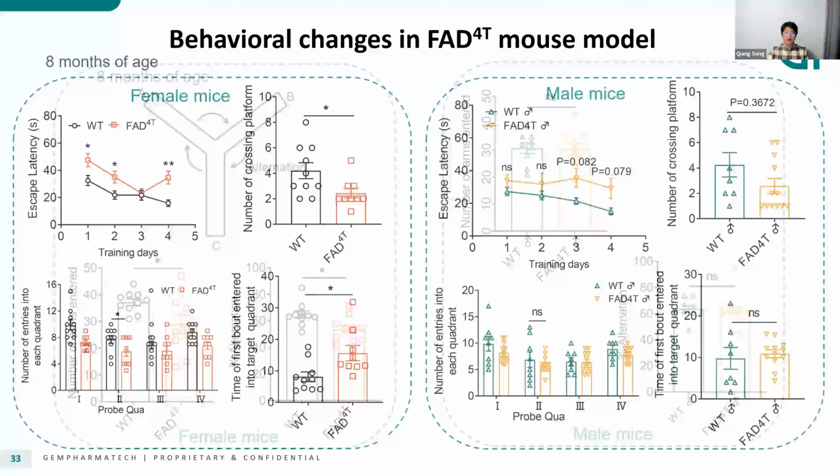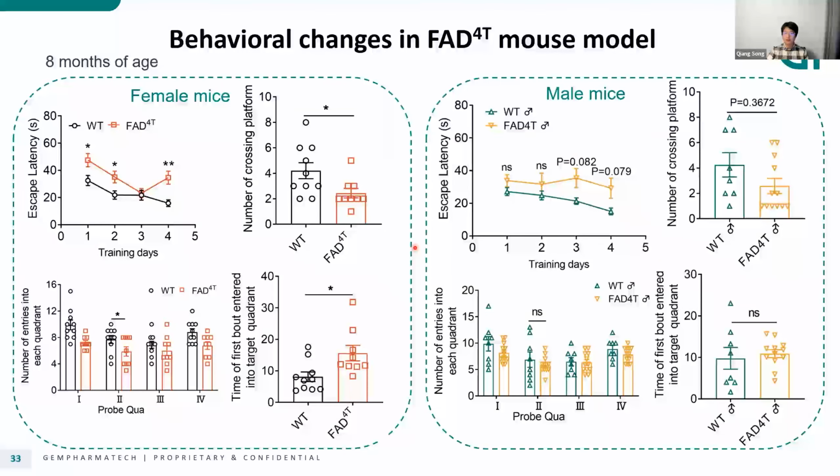And to better characterize the FAD40 mice cognitive ability changes, the classic experimental paradigm, the Morris water maze, was employed to document learning and memory ability changes. And in the training phase, it clearly shows that in the female group, the escape latency is longer than the wild-type control group. So it suggests that the FAD40 mice have learning ability changes compared to the wild-type group, and also have a similar tendency in the male group.